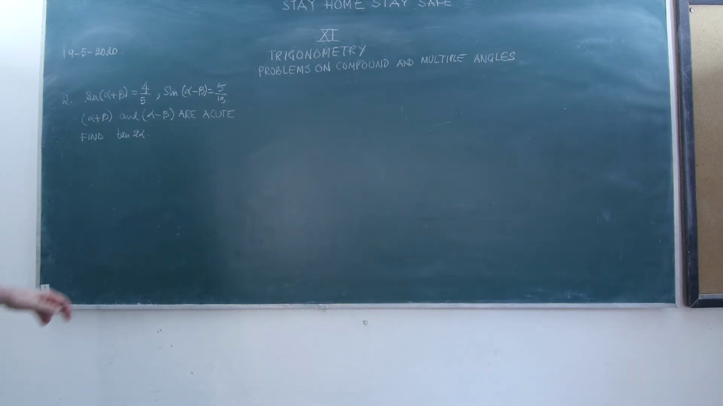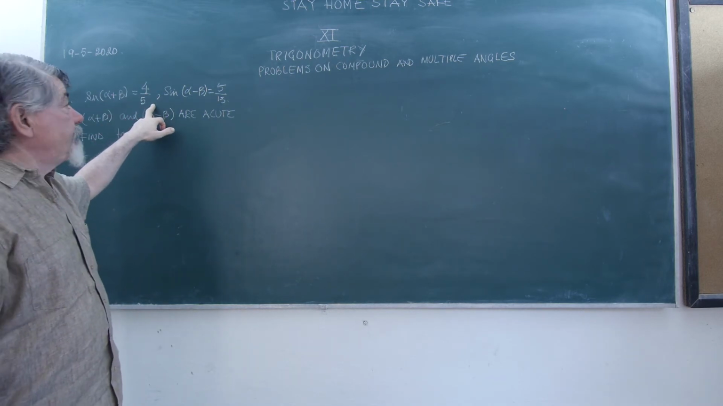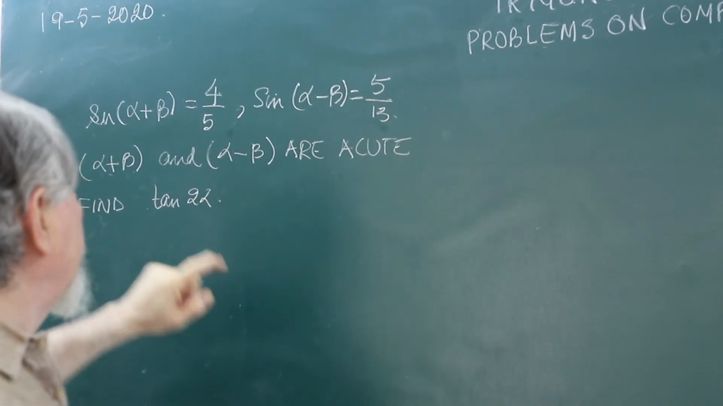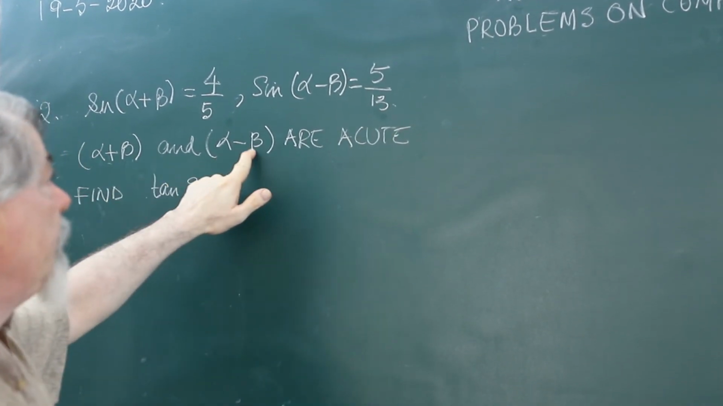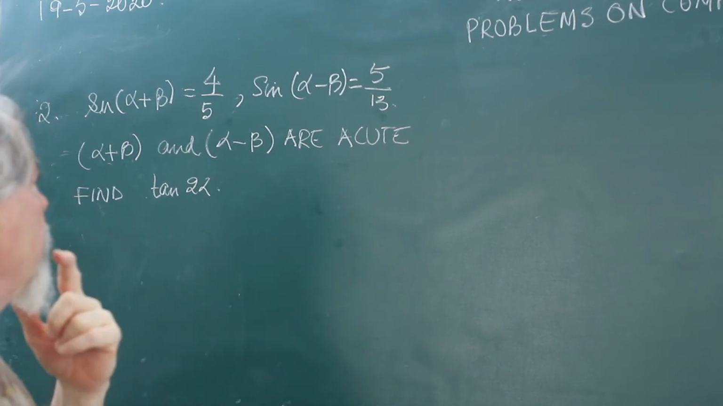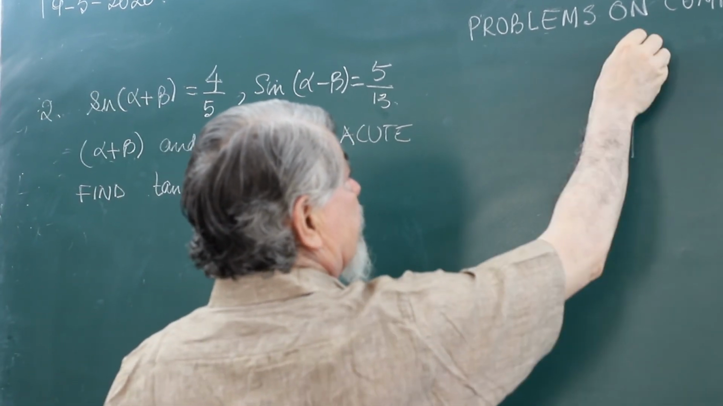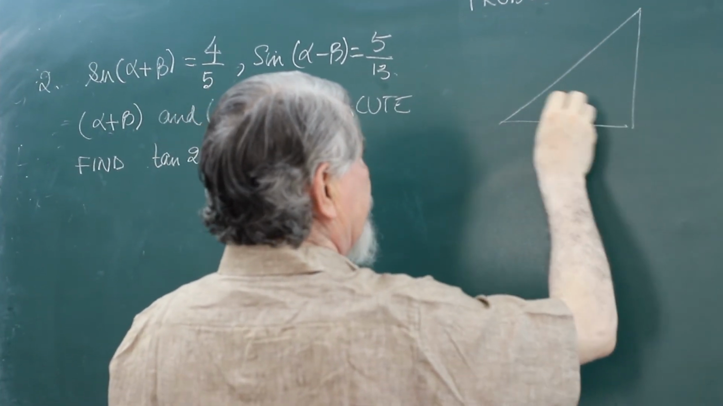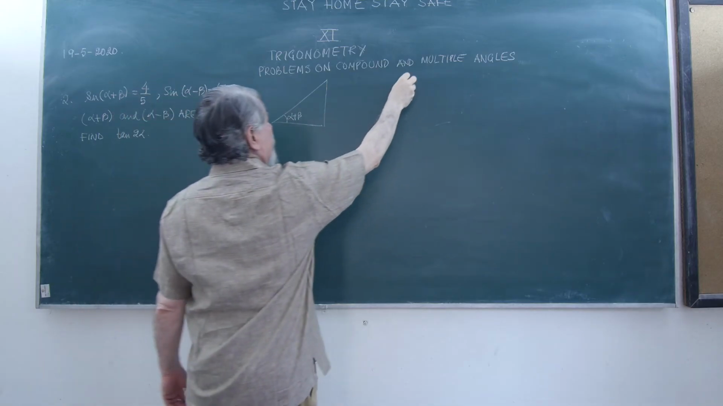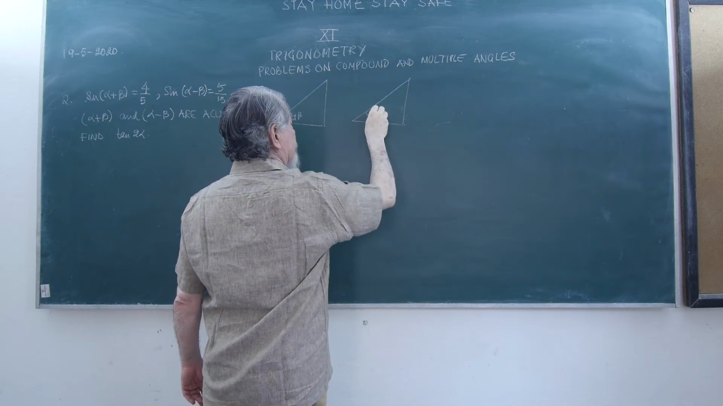The question given to us is sine(alpha plus beta) is 4 upon 5, sine(alpha minus beta) is 5 upon 13. Alpha plus beta and alpha minus beta are acute, both are acute. Find tan 2 alpha. Now I told you in these kinds of questions always make a right angle triangle. Suppose I take this angle as alpha plus beta, and another value is alpha minus beta.